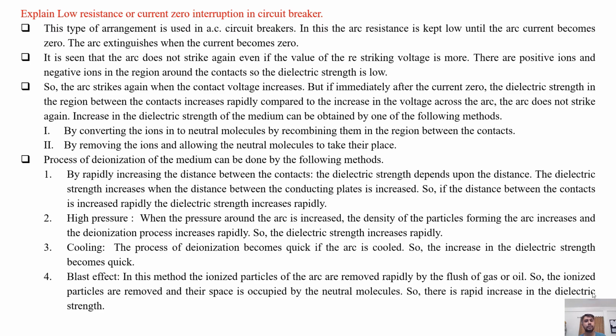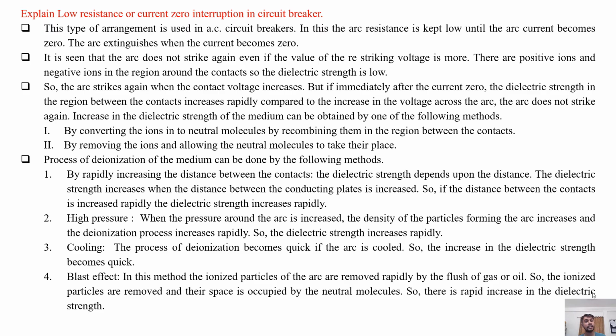Increasing the dielectric strength of the medium can be done by two different methods. One is by converting the ions into neutral molecules to take their place, and this can be done with the help of recombination of the ions in the region between the contacts. The second method is by removing the ions and letting neutral molecules take their place. So we are allowing the neutral molecules to take the place of the ions. Now the process of deionization of the medium can be done by the following methods.